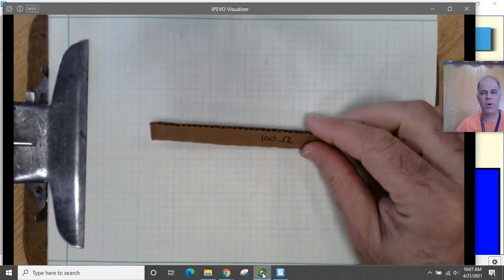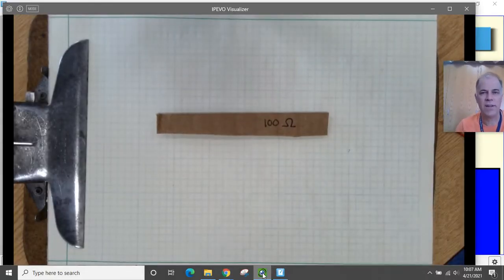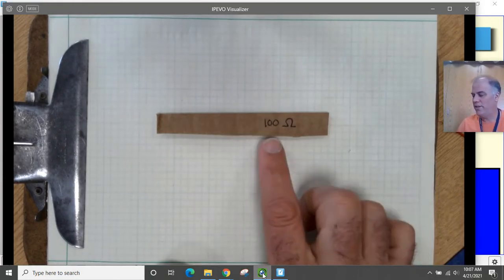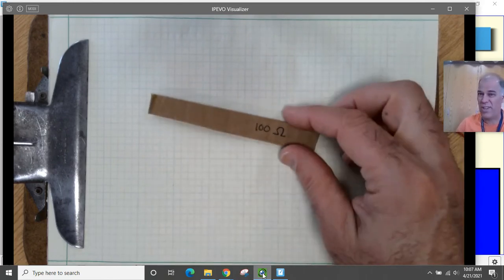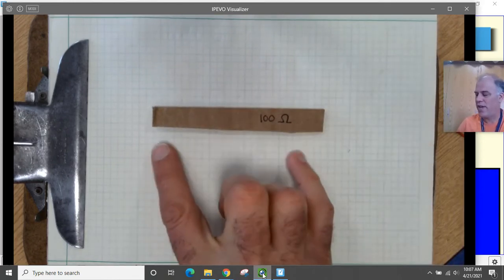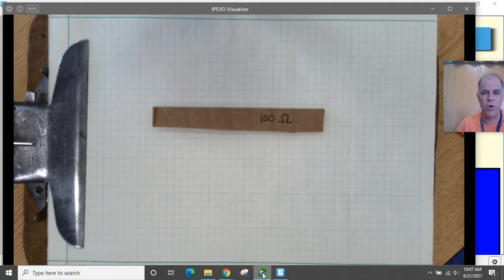This is a little piece of cardboard, right? And cardboard doesn't conduct electricity very well. So yeah, it's a resistor. And let's say it's 100 ohms. I'm sure it's much, much more than that because cardboard doesn't conduct electricity very well. But just for the sake of discussion, let's pretend this is a 100 ohm resistor.